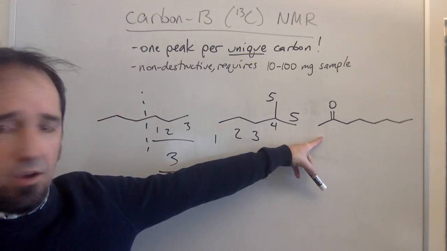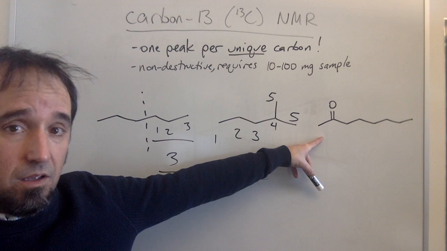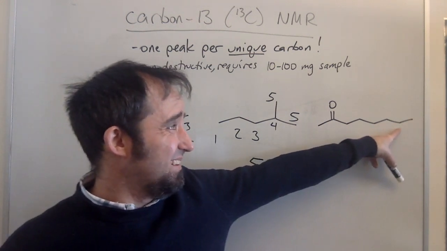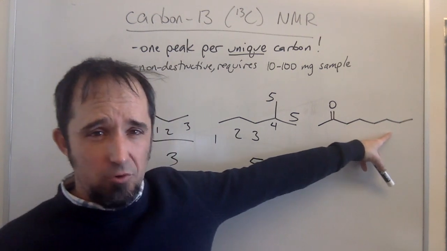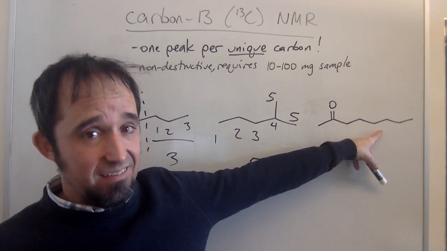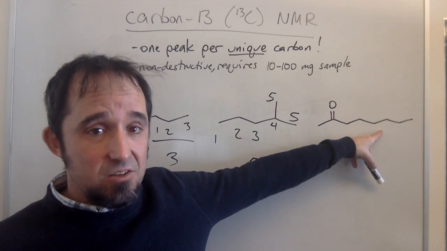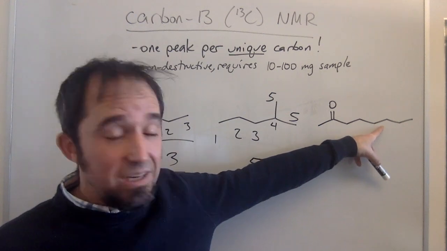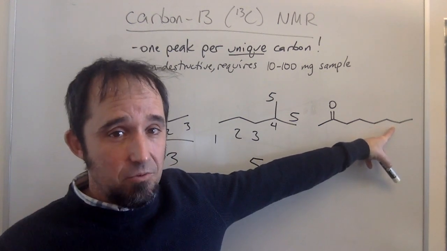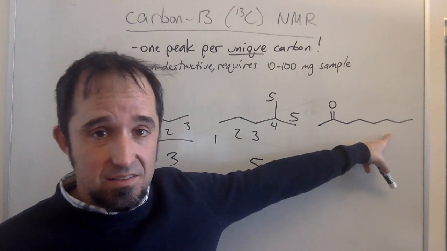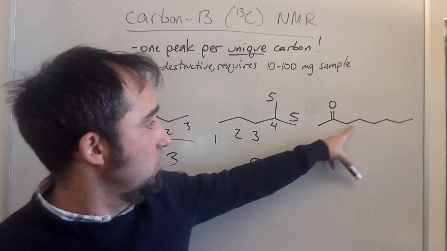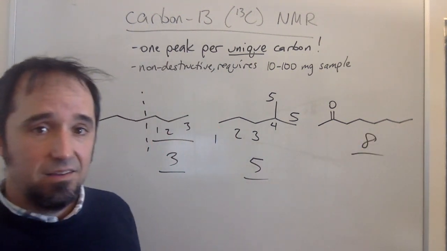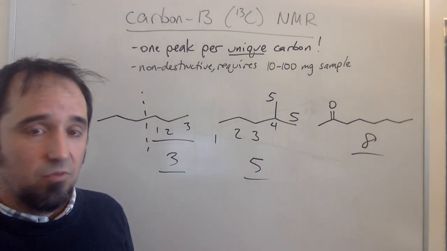So this one, there is no symmetry in there. Every carbon is different. You might say, aren't these carbons kind of the same? They're all CH2s, kind of away from everything else. Yes, they are very similar, but C13 is very, very, very sensitive. And so we actually would expect to see slightly different frequencies for these carbons over here. So if this is 1, 2, 3, 4, 5, 6, 7, 8, I would expect fully 8 NMR peaks for that molecule.